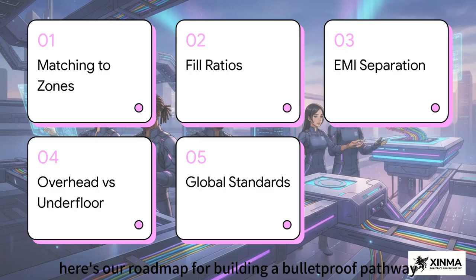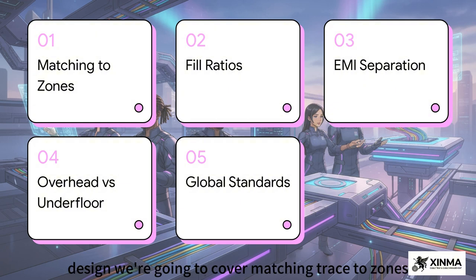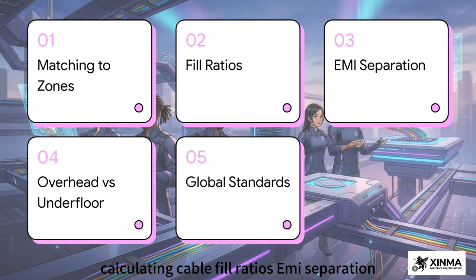So here's our roadmap for building a bulletproof pathway design. We're going to cover matching trays to zones, calculating cable fill ratios, EMI separation, overhead versus underfloor routing, and finally, meeting global cabling standards. Let's jump right in.